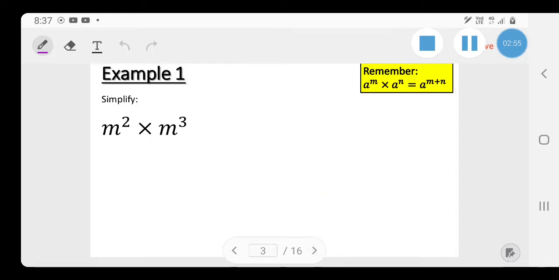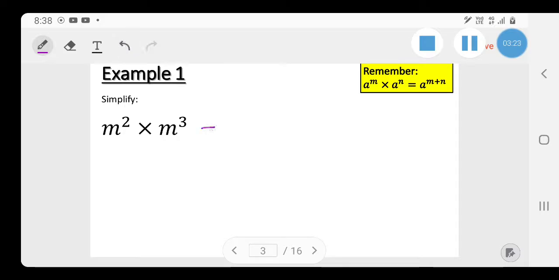All right, so we're going to do literally like 14 examples because I'm trying to cover every little situation that you might encounter that will be difficult for you. And just as a reminder of what that law is, I've got it written up the top right hand corner of every problem that we do, okay? All right, so question 1, m squared times m cubed. And the instruction is to always simplify.